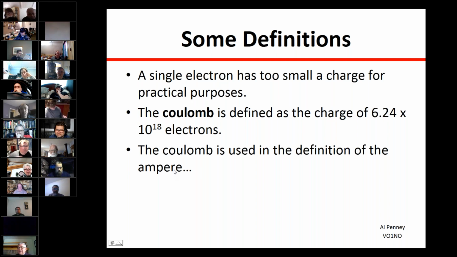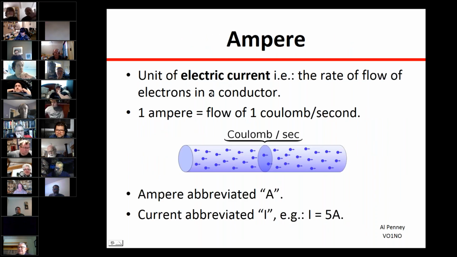Now, we do talk about amperes, although for what we're going to be doing, we're not going to be talking about coulombs. If you get a degree in physics, then you'll worry about that. But the ampere is the unit of electric current. It's the rate of flow of electrons in a conductor. 1 ampere is equal to the flow of 1 coulomb of electrons, so 6.24 times 10 to the 18 electrons, going past a point in 1 second. So it's the number of electrons past a certain point in 1 second.